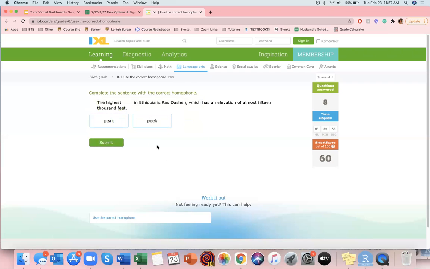All right, one last one. The highest blank in Ethiopia is Ras Dashen, which has an elevation of almost 15,000 feet. So the highest peak or pique? So peak is the very top of a mountain or a hill. Meanwhile, peek is a verb to describe someone watching or seeing kind of in a sneaky way too. So this one would be peak because we are talking about the peak of a mountain, which is almost 15,000 feet.